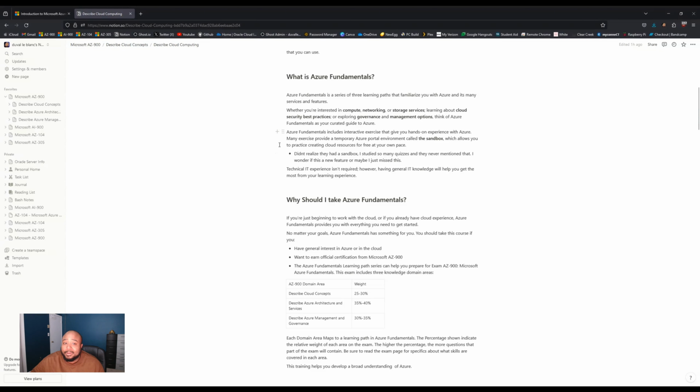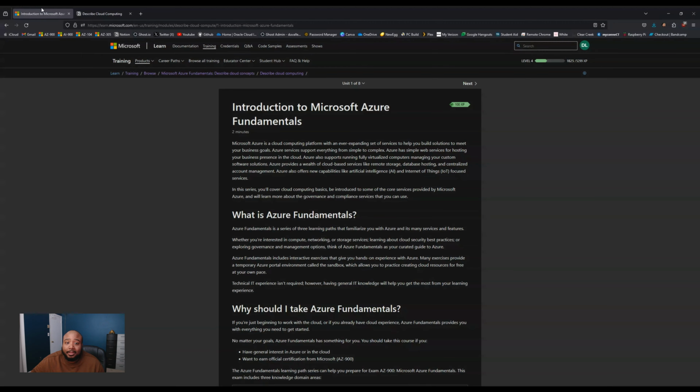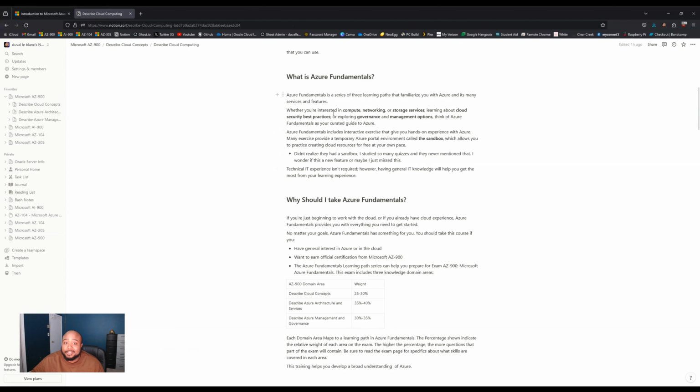Another thing that was important that I found from the Learn was, it says Azure, the portal, and there's many exercises provided. Many exercises provide a temporary Azure portal environment called the Sandbox, which allows you to practice creating cloud resources for free at your own pace.